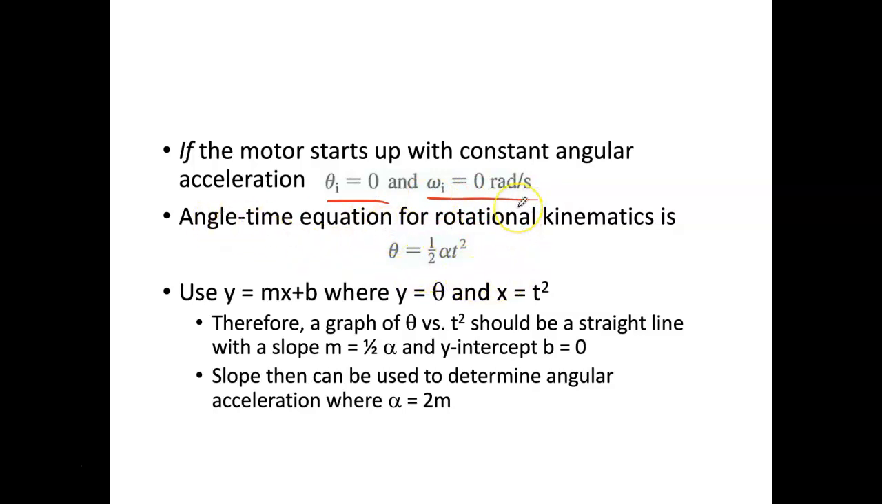The angle-time equation for rotational kinematics is the same as it is for linear translational motion. So I can use y equals mx plus b, where y is my angle and x is going to be t squared. A graph of the angle versus t squared should be a straight line if the acceleration is constant. Remember, here's my slope, one half of the acceleration, and this is x squared. That should be a linear relationship between the two. So if I want to know the angular acceleration, I can just take 2 times the slope.